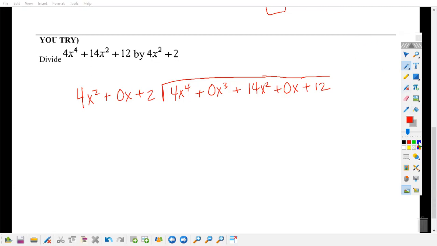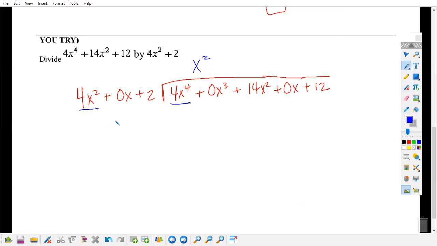All right, so let's check in. Here we go. Step 1 is fillers. We did that, right? Step 2, we're going to divide the first terms. What is 4x to the 4 divided by 4x squared? It's just x squared. The 4s are going to do what? They cancel each other out.